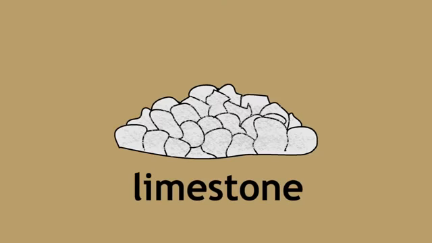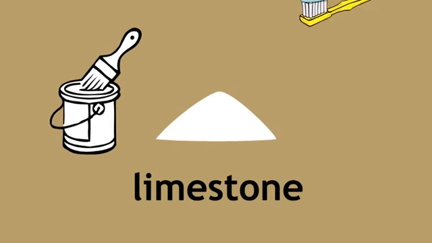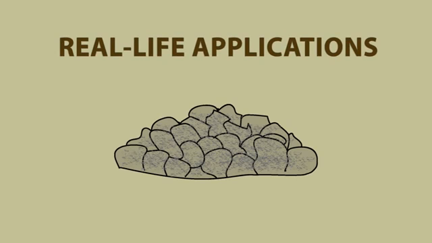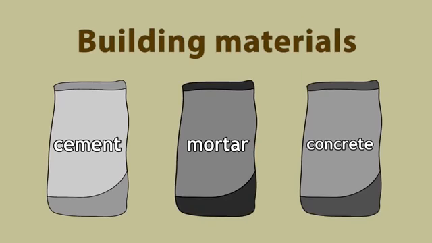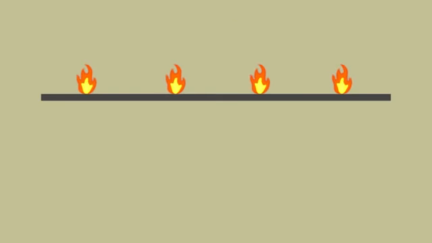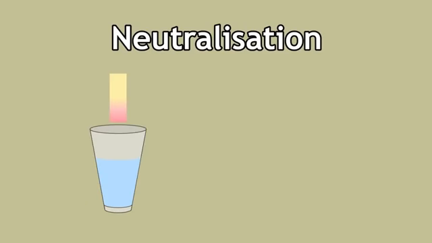Finally, as limestone is white, it can be crushed into a powder and used in paints and toothpaste as a coloring agent. In summary, there are many real-life applications and usages for limestone, including, but not limited to, construction materials. Limestone can be used to help pave roads and used as a component in the formation of certain types of glass, and even to neutralize acidic waters in soils.